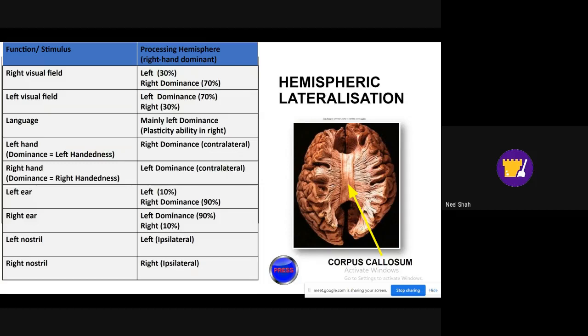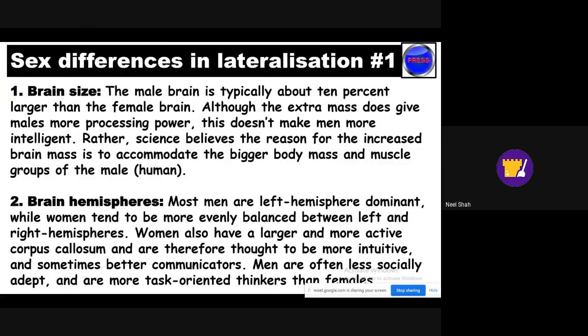You don't need to know this in huge detail, but it is useful to know. Okay. Now, what else do we know about differences between genders? The male brain is typically about 10% larger than the female brain. But does a bigger brain mean you're more intelligent? No. In many cases, people would argue the opposite.